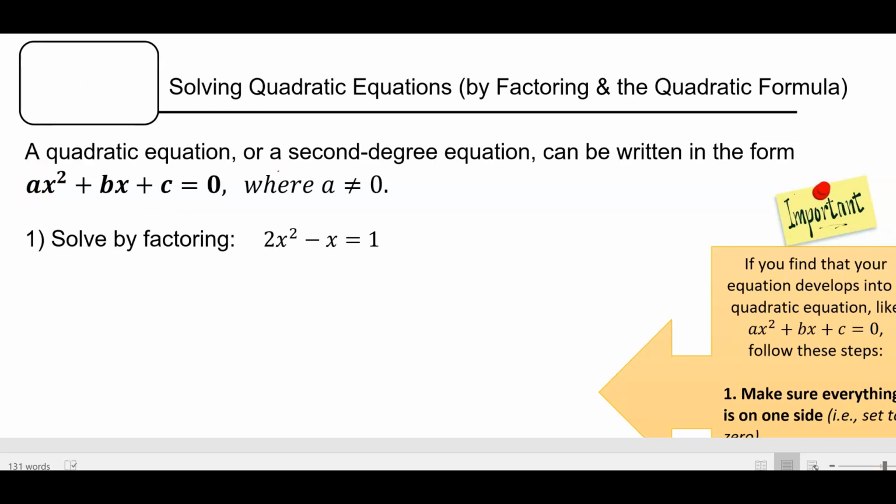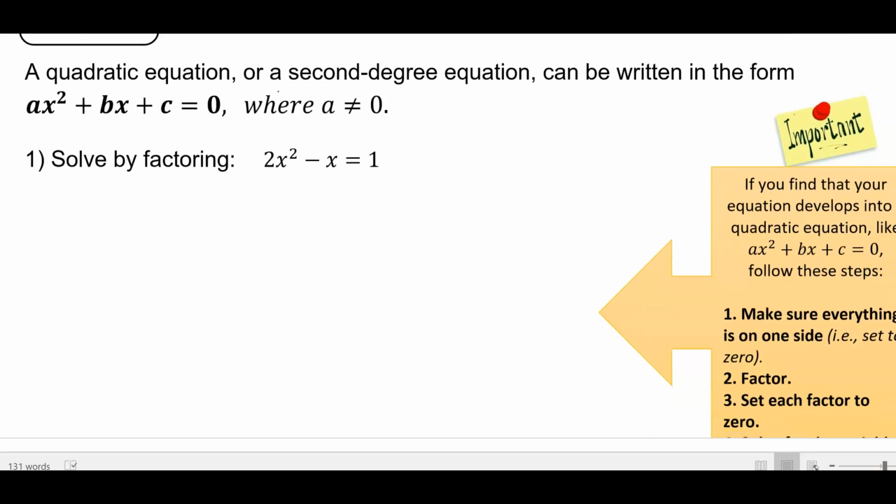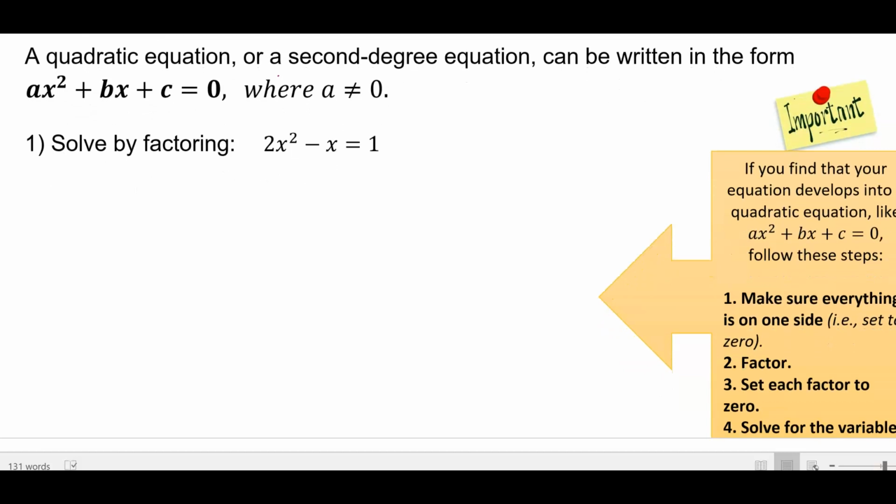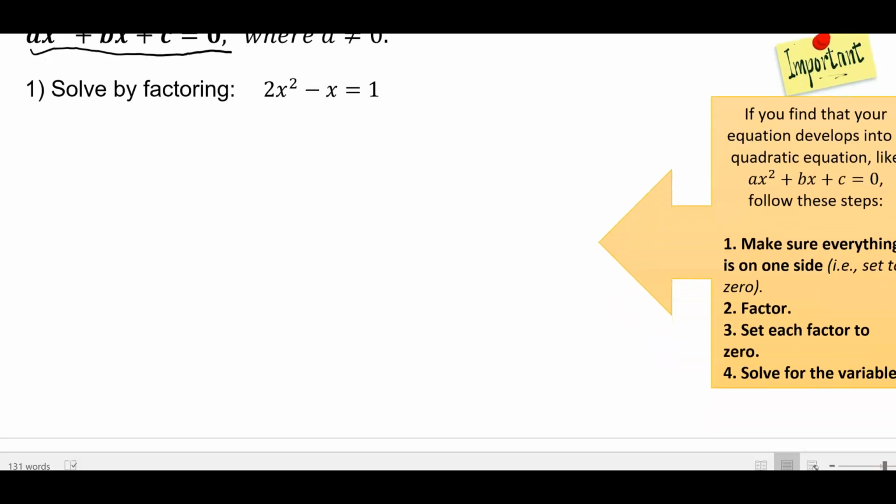Let's solve by factoring. 2x squared minus x equals 1. You've learned some steps in the previous weeks about solving quadratic equations that look like ax squared plus bx plus c equals 0. We're going to follow the steps to your right over here. Make sure everything is on one side, factor, set each factor to 0, and then solve for the variable.